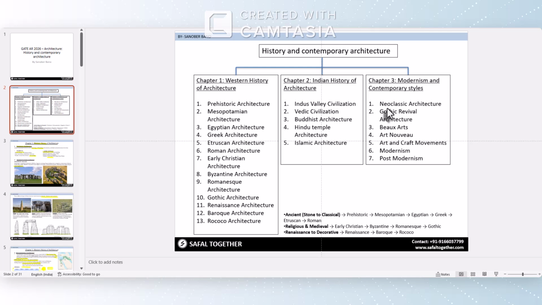Here is how I will help you prepare: visual slides with buildings and architects to help with identification questions, short notes and mind maps to revise quickly before the exam, previous year question discussion to understand what GATE repeats, and practice quizzes after every topic to check your recall.